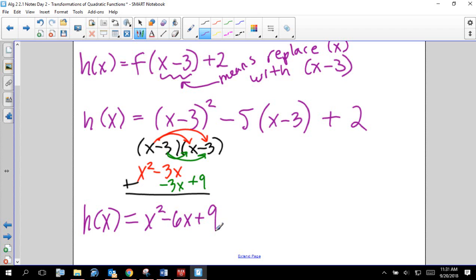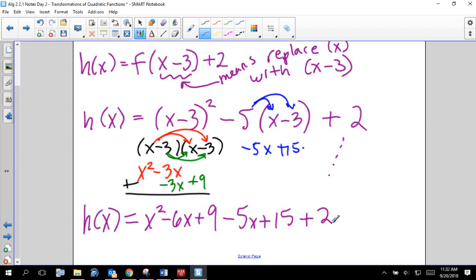Okay, so now I'm going to get rid of the parentheses here in the middle where there's a minus 5 in front. How am I going to get rid of that? Distribute the minus 5. Make sure that minus is part of it, so we get minus 5x, and then plus 15. Then I'm going to bring it down, minus 5x, plus 15. And then that plus 2 on the end, it's still on the end, plus 2.